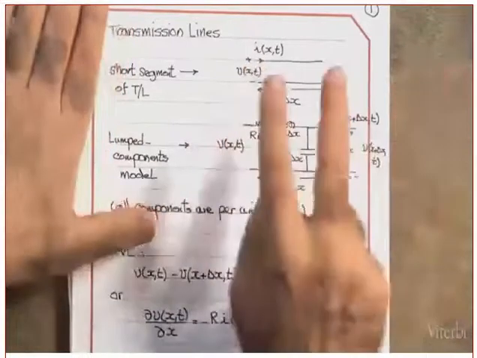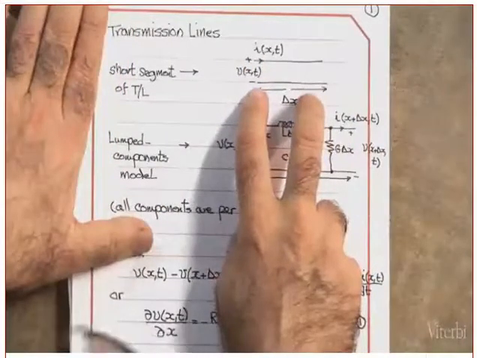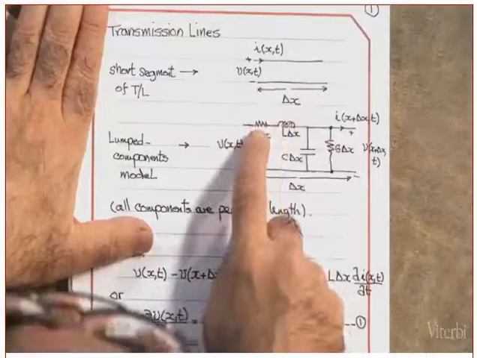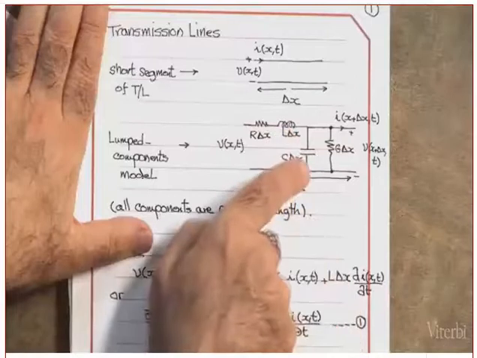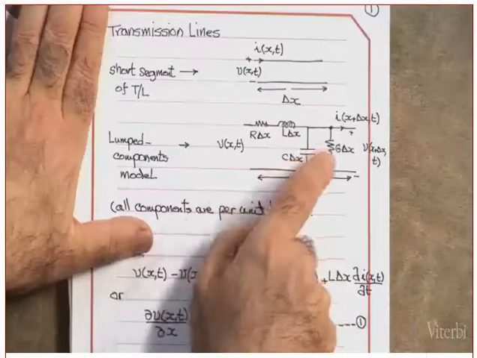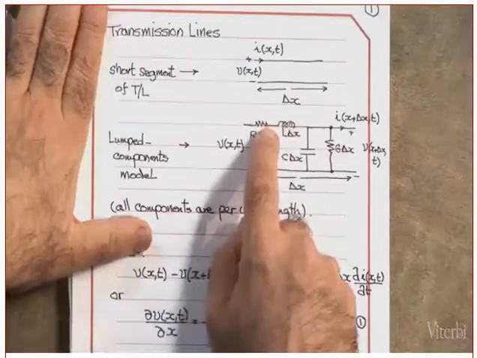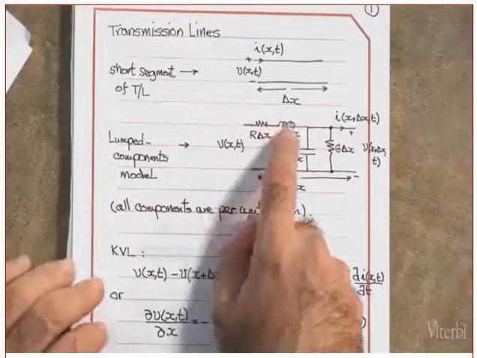Clear so far? How am I going to model this telephone line or this transmission line? I'm going to model it by a resistance in series with an inductor, a capacitor in parallel, and a conductance in parallel as well. The resistance is due to the conductance of the transmission line. The inductor is through the self-induction.